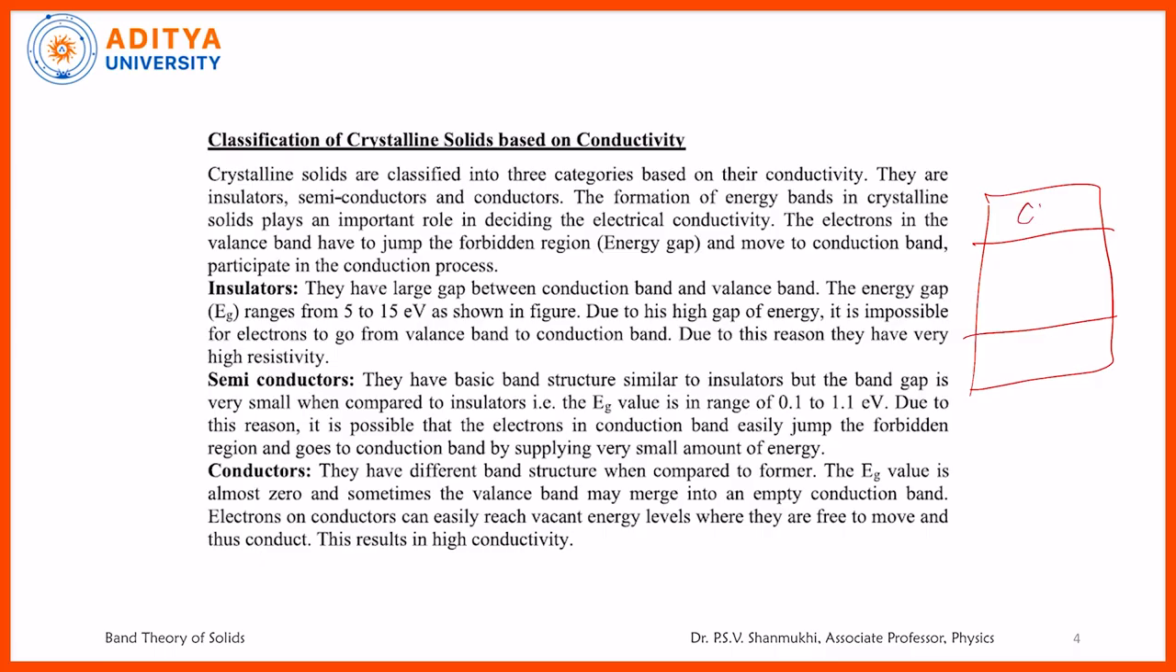This is the conduction band and the lower one is the valence band. In between these two, there is some gap called the energy gap, Eg. Based on this energy gap only, the solids are classified into three categories: conductors, semiconductors and insulators.